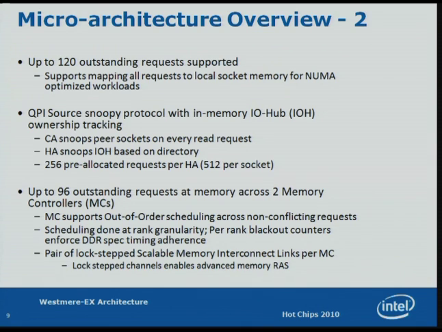All right, so we have up to 120 outstanding requests per socket, and all of these, if you have a NUMA optimized workload, could all be mapped to your local socket memory controller. We implement a QPI source snoopy protocol, and by that I mean every read request from the caching agent snoops all the other agents in the system, right? And this is augmented by an in-memory directory, which is mainly to cater to tracking of ownership requests from the IOH, right? And the home agent itself pre-allocates up to 256 requests for a total of 512 pre-allocated requests per socket.